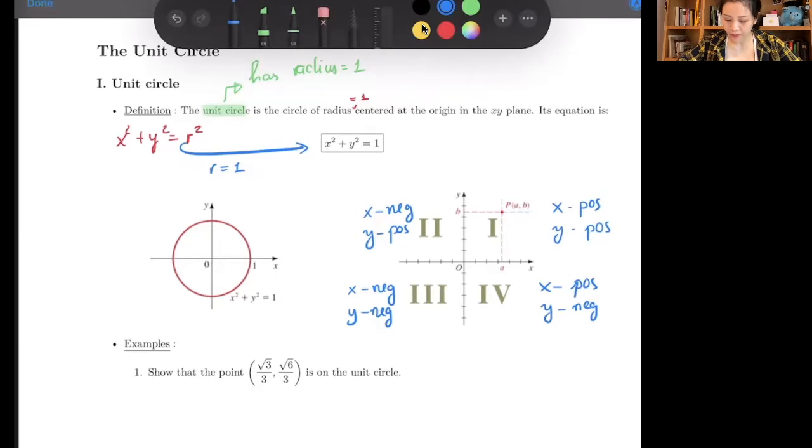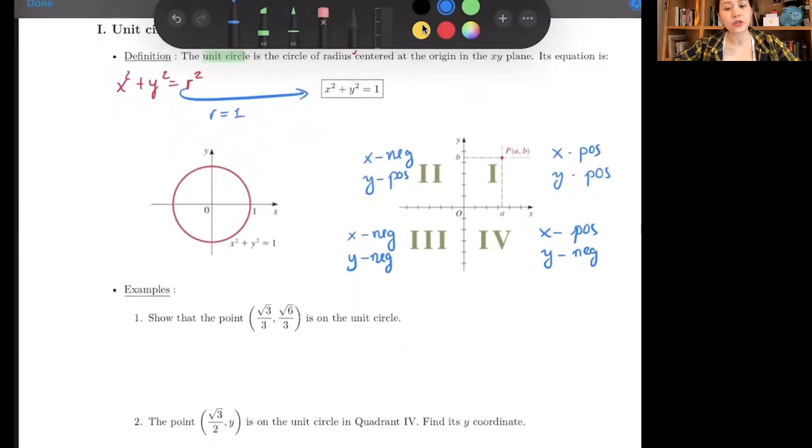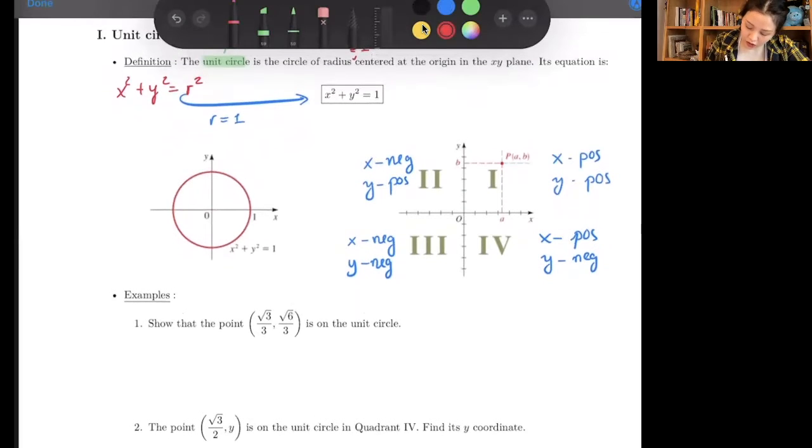Okay, so let's jump into a few examples. Show that the point square root of 3 over 3 and square root of 6 over 3 is on the unit circle. One way we can approach this is to use the definition of the unit circle. We know that the unit circle has the equation x squared plus y squared equals 1, and this is my x and this is my y.